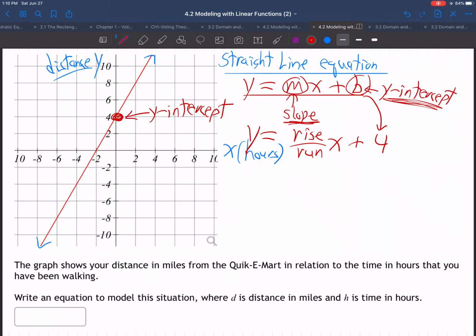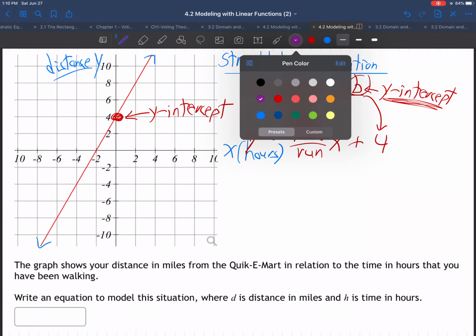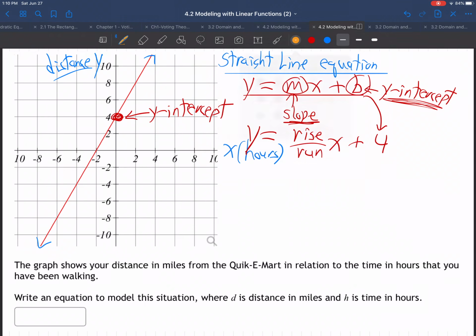How are we going to find the rise and run? Well, if you look at this graph, take any 2 points you want. It doesn't really matter. Let me just take this point and this point. And what's the rise and run between those? Well, it goes up 1, 2, 3, 4. So it goes up 4, that's the rise. And then it goes over 1, 2, right? That goes from 0 to 2, so that's 2, and that's the run. So it goes up 4 over 2, rise over run. So we have y equals rise 4 over run 2, like that.